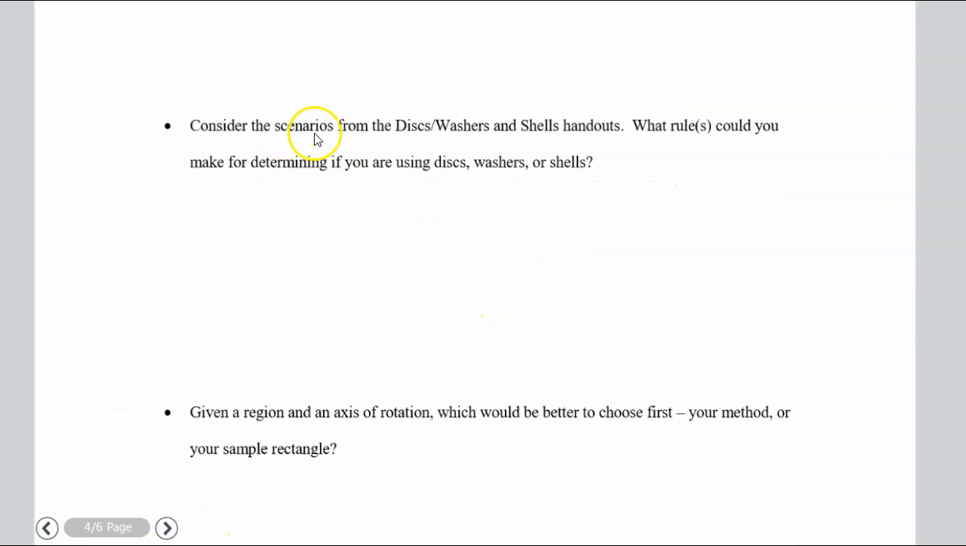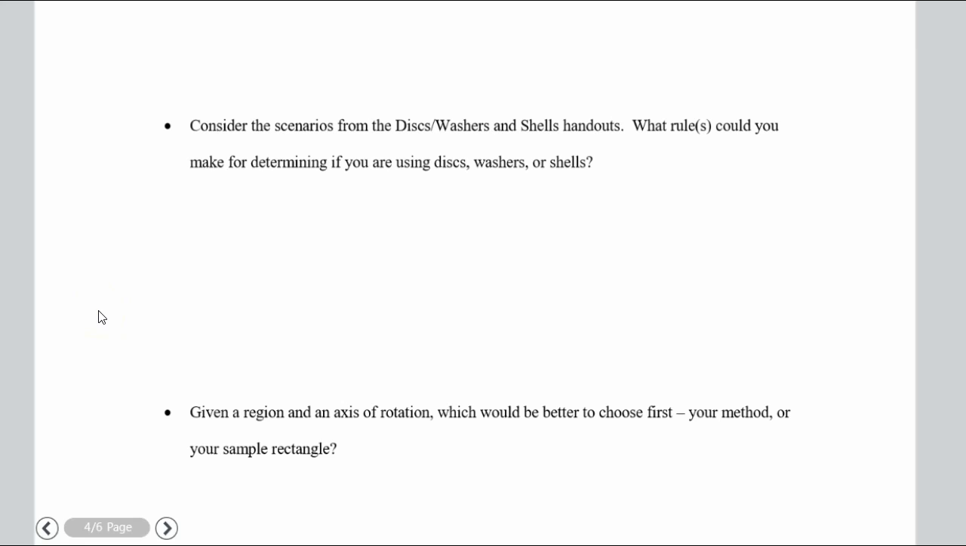If you look at also the scenarios from the discs and washers and shells handout, what rule could you make for determining if you're using discs, washers, or shells? So I'll let you think about that for a little bit. Go ahead and pause the video, and then we'll come back in and talk about it.